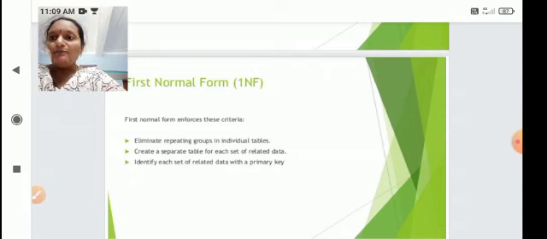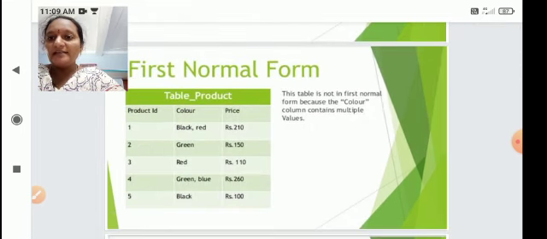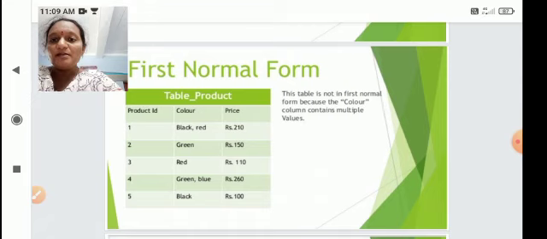When we have multiple values in an individual tuple, we can divide it into two tables. For example, in first normal form, we have one table named product. We have product id, color, and price. When we check the color, black and red, two values exist, and in another one, green and blue. So this table is not in first normal form because the color column contains multiple values.